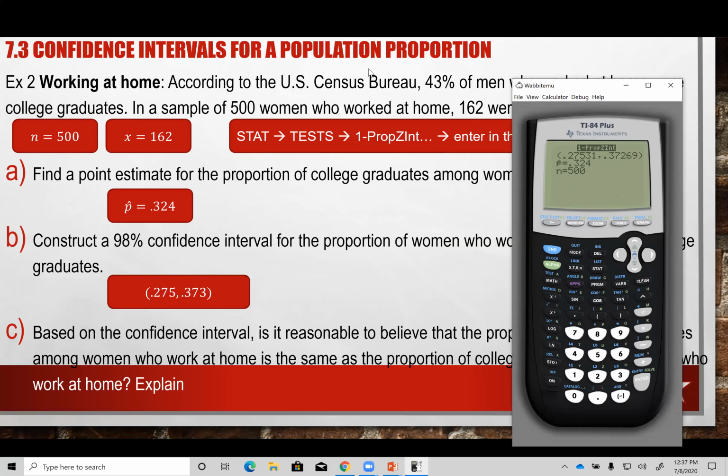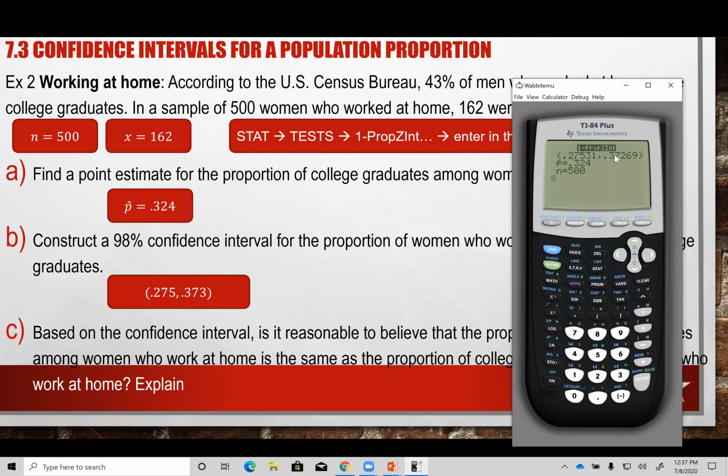In the sense of the interval, I have 0.25275 and 0.373, which is my interval. That is what your calculator does for you.